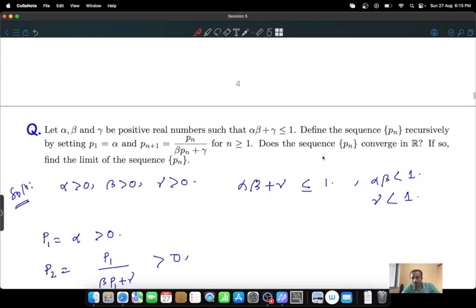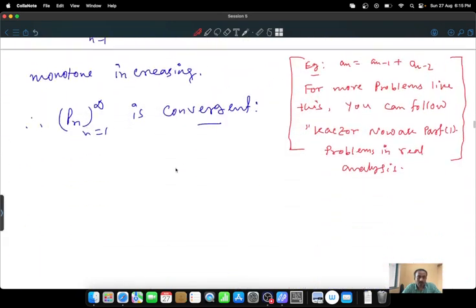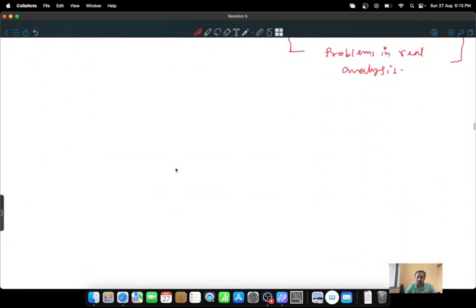So now we have concluded that the sequence converges. Now the question is, if so, find the limit of the sequence Pn. Okay, so now let us assume that limit to be L. So let us calculate what the limit is. Finding the limit.